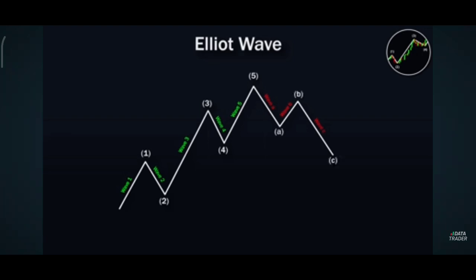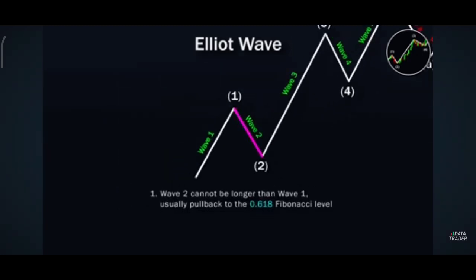Now, there are specific rules to ensure that a movement is considered as a valid Elliott wave. First, wave 2 cannot be longer than wave 1. And usually pulls back to the 0.618 Fibonacci level.